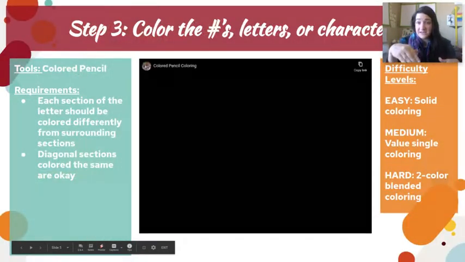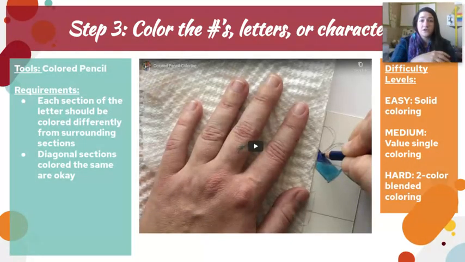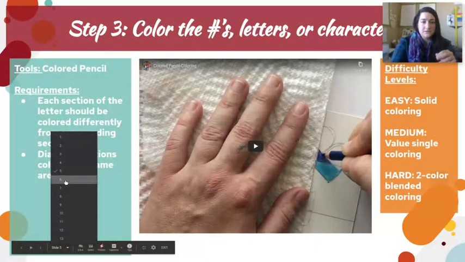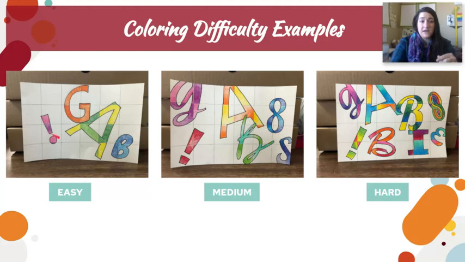So then the next thing you're going to do is the actual coloring that's on here. And the coloring goes on your numbers, letters, and characters. Again, pay attention to the requirements. Pay attention to the difficulty levels over here. And here are my examples of what an easy, medium, and hard look like.